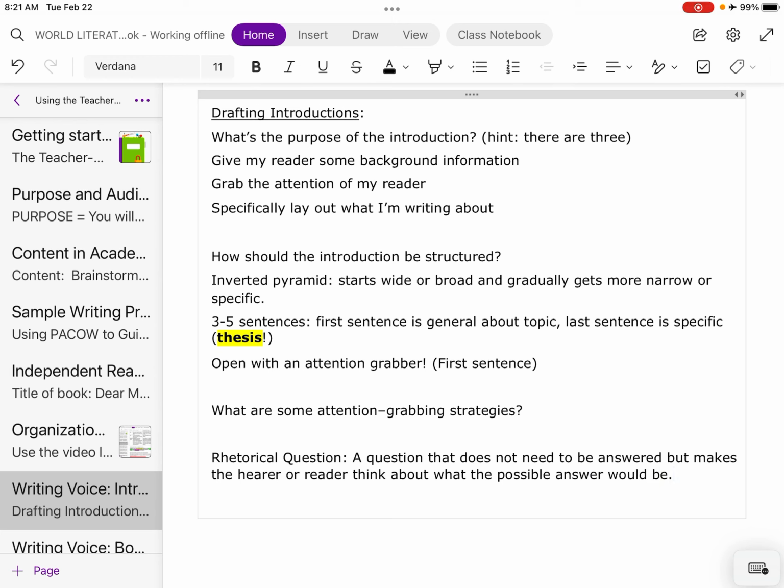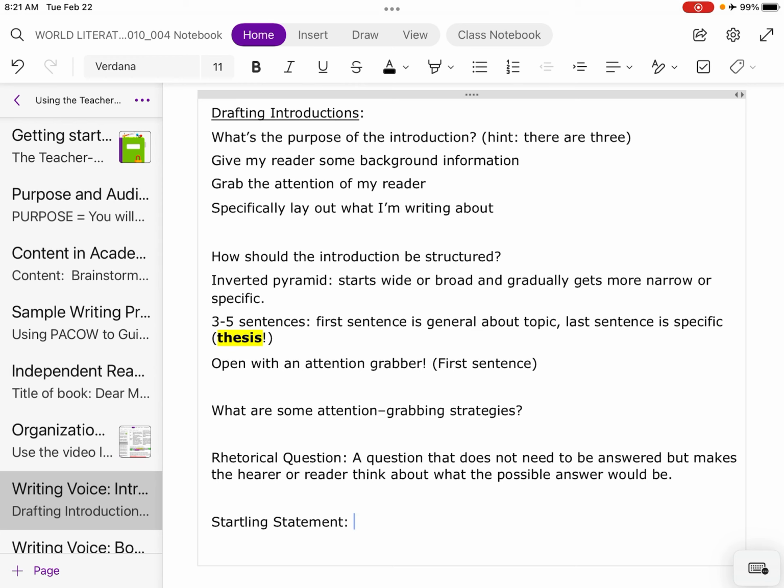Okay? That's one. Another attention grabber would be a startling statement. So a startling statement is a statement that's startling. I know that sounds obvious, but it is something that makes your reader or your listener take a step back and have their jaw drop a little bit and think, oh, wow, never knew that.